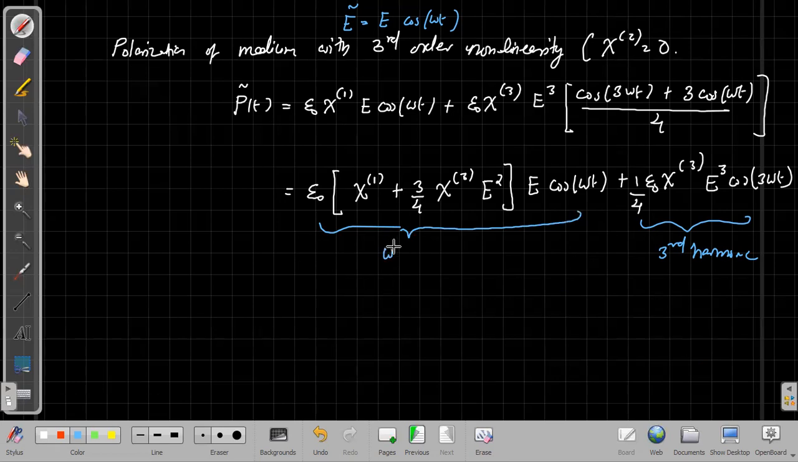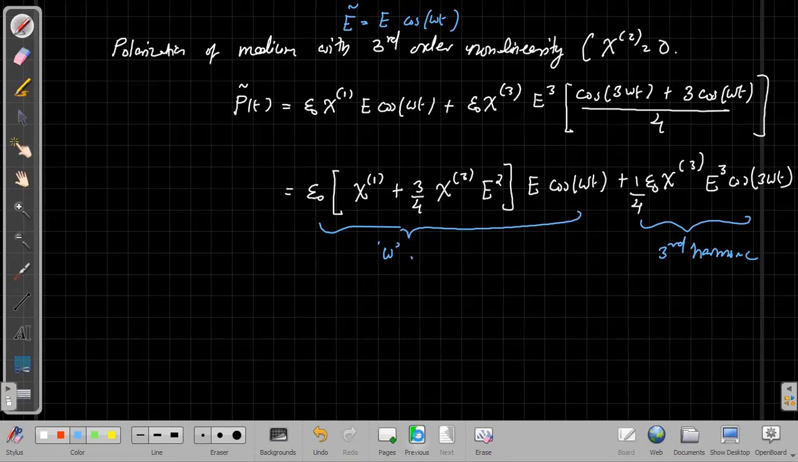This term produces the omega frequency only. So the first term is linear in the electric field. Therefore our linear susceptibility would be this entire term: chi1 plus 3 by 4 chi3 E square has come in the place of the symbol chi1.